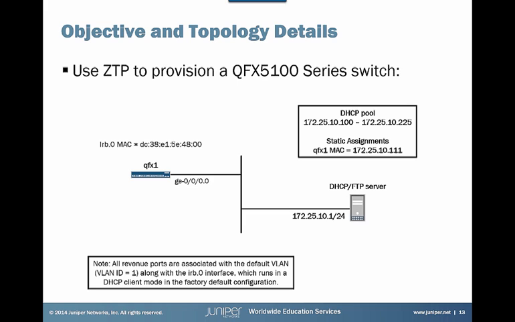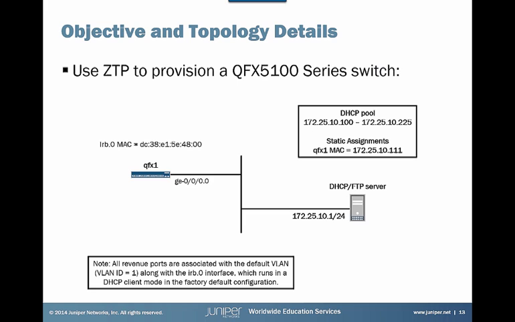The DHCP service is configured with a pool as shown here on the slide, so .100 through .225, and we have a static assignment for the QFX1 switch based on its MAC address, the IRB.0 MAC address, and that assignment will map that device via that MAC address shown there to the 172.25.10.111 IP address.